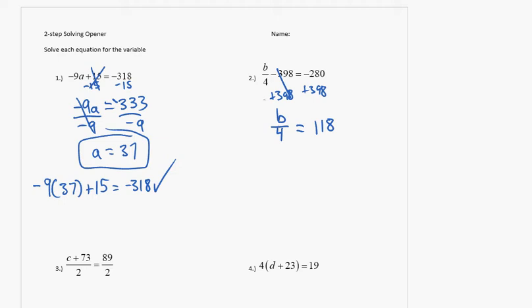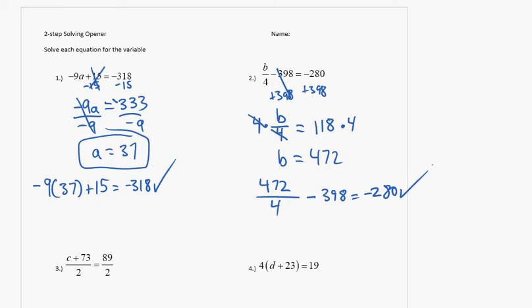Alright, down to a one-step equation. Since it's dividing by 4 right now, I'm going to multiply by 4, because 4 divided by 4 just gives you 1, so I have 1b here, and that's just b. And 118 times 4 is 472. And again, you should check and make sure it really works. 472 divided by 4 minus 398 really will give you negative 280. And if you have a calculator, you can just punch that in and check it real quick.